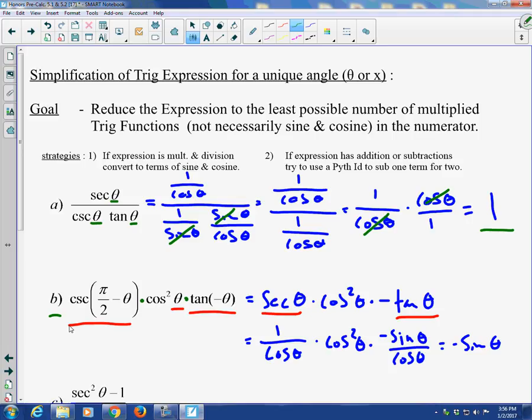So right here, our secant is going to be 1 over cosine. We've got cosine squared, which we're just going to let be cosine squared. And we've got our tan, negative tan of theta, which we can convert to negative sine theta over cosine theta. And then right here, what we're going to see is our cosines cancel out. So we've got our cosine in the denominator of our first multiple, canceling with one of the 2 cosines we're multiplying in the numerator of that second multiple. And then right here, the cosine in the denominator of the last multiple, canceling with the second cosine we're multiplying in that second multiple, and we reduce down to just negative sine of theta.